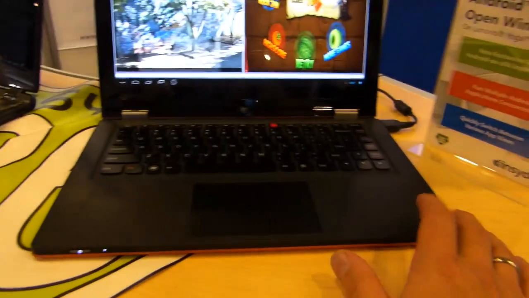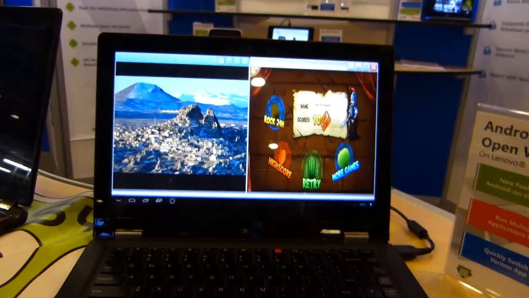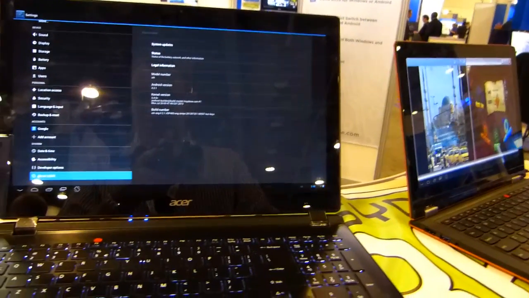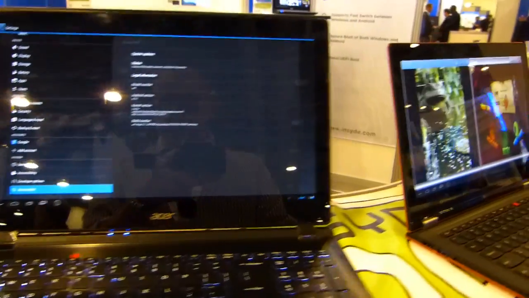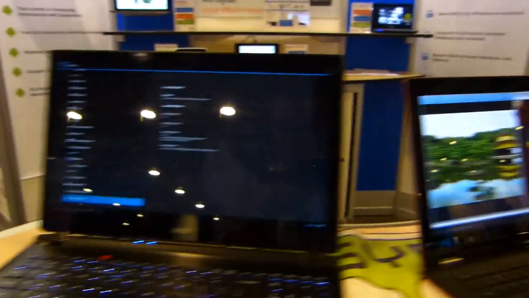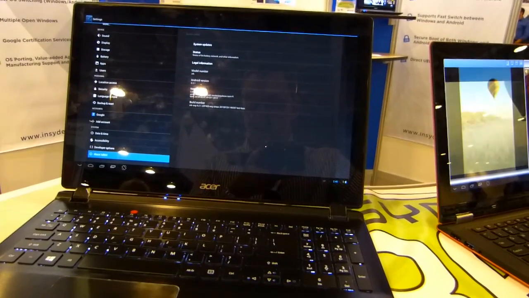So this is not actually a final product. Insyde are probably looking to sell this to manufacturers as a sort of value add, and I actually think that this fast switching, in combination with this multi-windows on Android, is actually a very, very tidy solution. It's one of the best multiple OS solutions I've seen over the years anyway.